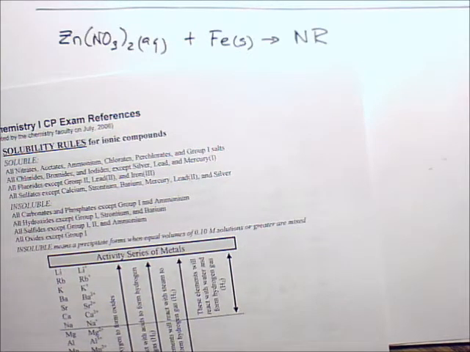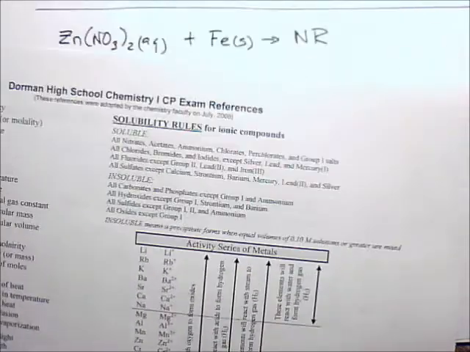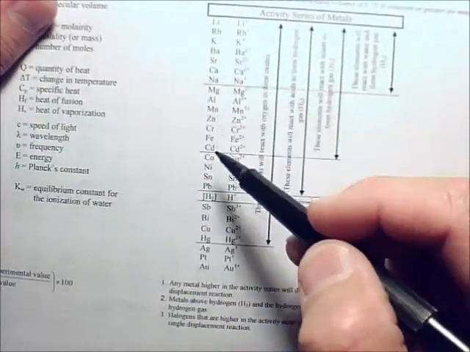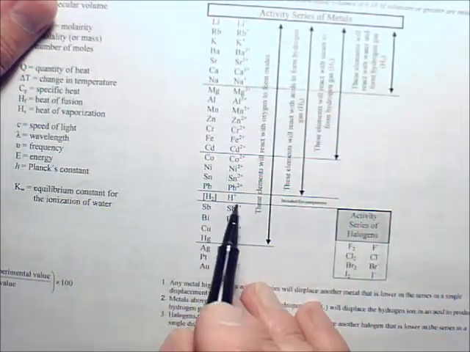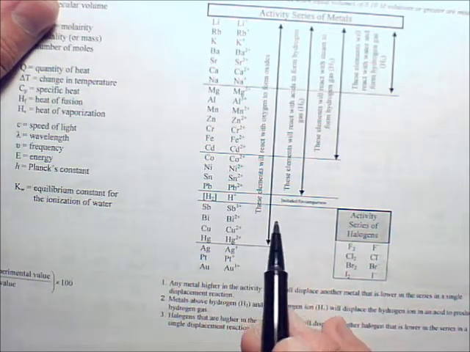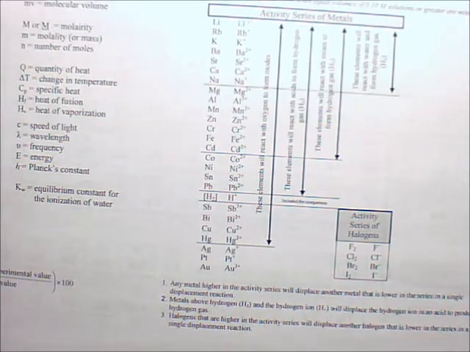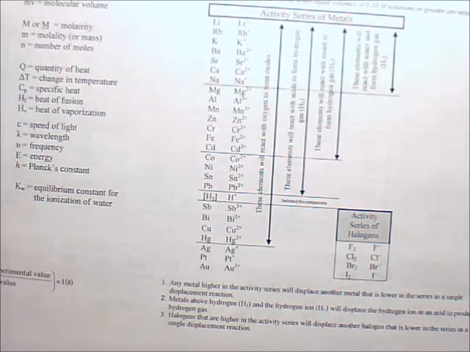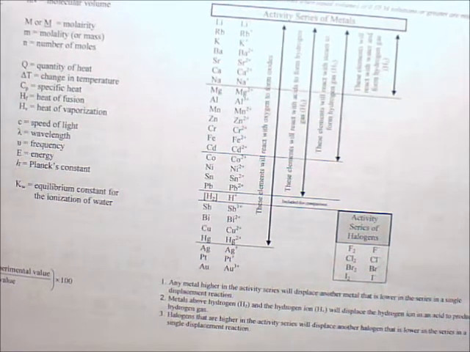But if you're reacting an active metal, one of these metals, with an acid, then you should know that you should see bubbles, and you can say that. What if, for example, something is higher than zinc? It won't react.